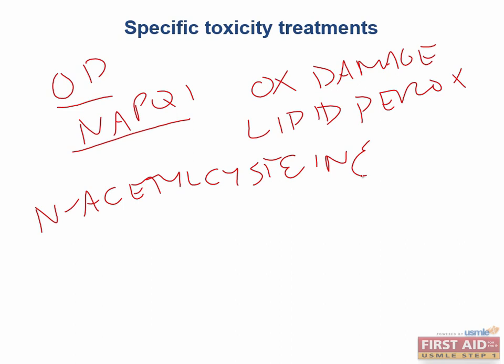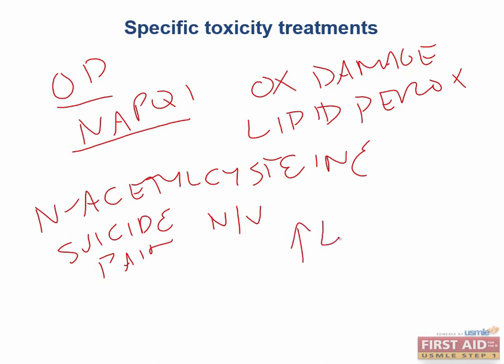Now, how are you going to recognize this in a vignette or a real patient? Look out for a vignette about a suicidal patient or potentially even a chronic pain patient presenting with nausea, vomiting, elevated liver enzymes, particularly AST, ALT, and maybe even T-bili, total bilirubin, if hepatocyte damage has really progressed.